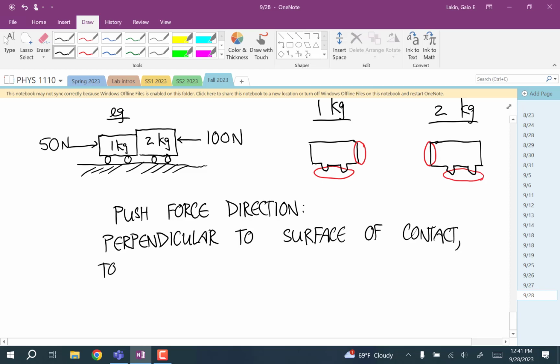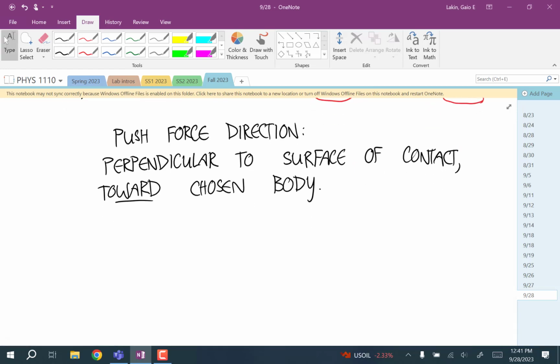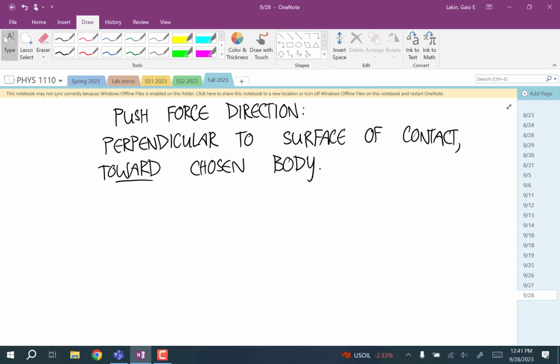And toward the chosen body. That force vector acting toward the chosen body is the thing that compresses the coat. Okay? So free body diagrams of these.